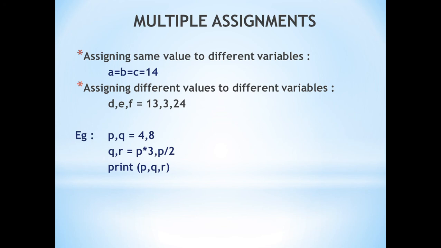This is also possible in Python. See the sample code. p comma q equal to 4 comma 8. So p equal to 4, q equal to 8. In the next statement, q comma r equal to p star 3 comma p by 2. So now q equal to 12, r equal to 2. In the next statement, if we print the values of p, q and r, you will get this output: 4, 12, 2.